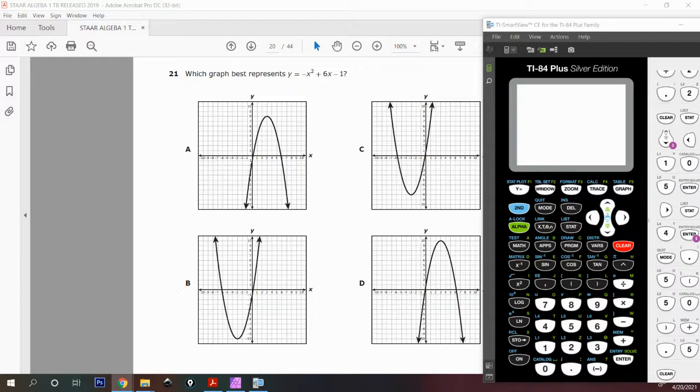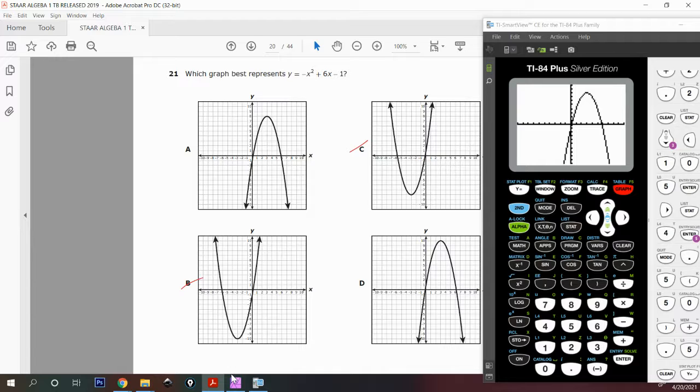Now 21 asked me to graph. So I've got my calculator pulled up here. I'm going to go to y equals, and I'm going to type in the equation, negative x squared plus 6x minus 1. I'm going to hit graph, and that's what it looks like. So I can eliminate C, B, but it's pretty close between A and D.